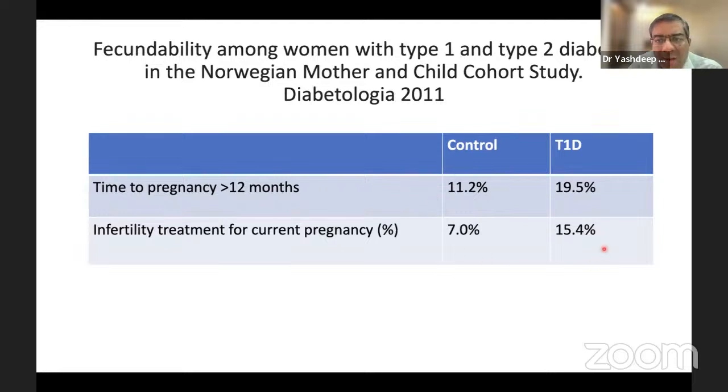So obviously there are implications on resources. There are psychological issues of having delayed conception, and then there will be increased expenditure for seeking treatment for having pregnancies if they are not having spontaneous ones.